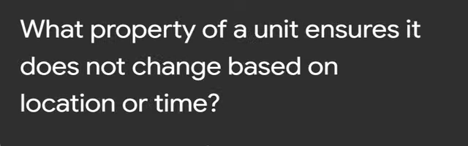Next question is, why must a chosen unit be reproducible? You know there are 4 to 5 criteria given. We had discussed that in previous video. So why should we consider a unit to be reproducible? What property of a unit ensures it does not change based on location or time? So here you have to name the property. If you want me to give the answer, I'll surely give it in the comment section.